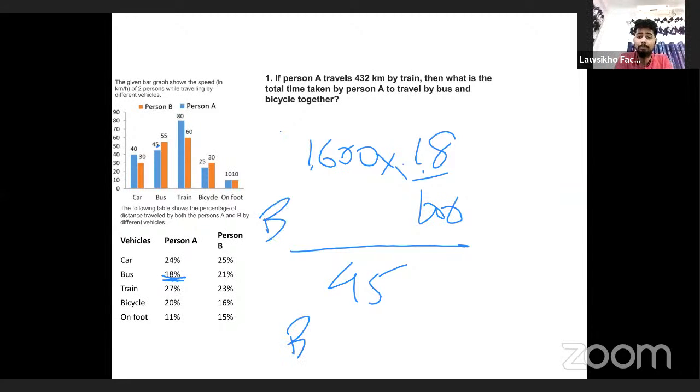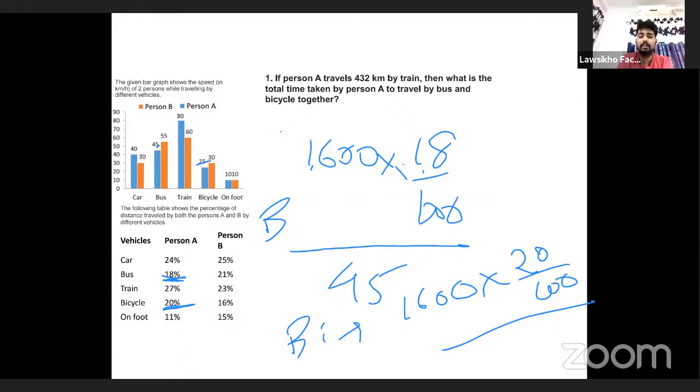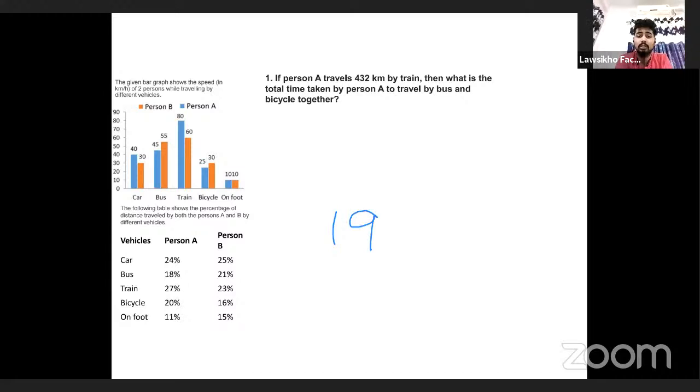ठीक है? और फॉर बाइसिकल सिमिलरली 1600 इंटू कितना परसेंटेज है बाइसिकल का? इट इज 20%. तो 20 अपॉन 100 अपॉन स्पीड कितना है बाइसिकल में? इट इज 25. ठीक है? तो व्हेन यू सॉल्व दिस पर्टिकुलर इक्वेशन व्हिच इज 1600 अपॉन 45 इंटू 18 अपॉन 100 प्लस, क्योंकि हमें टोटल टाइम चाहिए, तो प्लस 1600 अपॉन 25 इंटू 20 अपॉन 100, इट वुड बी समवेयर अराउंड 19.2 आवर्स. ठीक है? समझ में आया ये वाला?